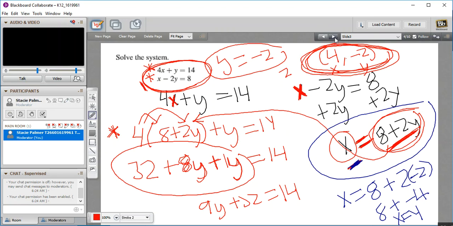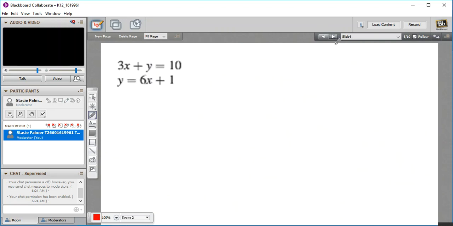So let's go ahead and try another one of these. I know there are lots of steps to keep track of. So we're just going to keep practicing a few together until you get this. The next one: 3x plus y equals 10, y equals 6x plus 1. First step is you're going to write the two equations side by side.